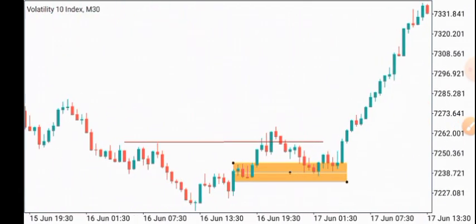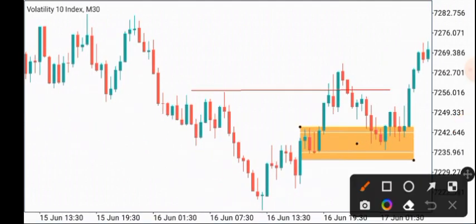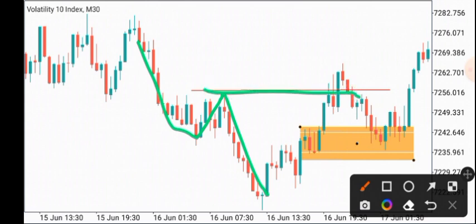it's even the same thing that happened here. This was a change of character. Price was coming down, making lower lows and lower highs. So all of a sudden price broke in the opposite direction. It broke structure in the opposite direction, which is a change of market structure. That is change of character, shift in market structure, or you call it change of character.